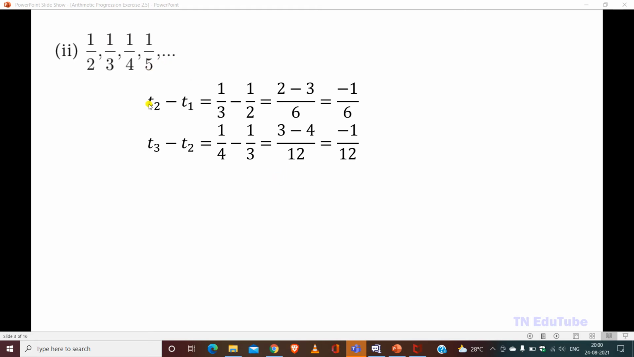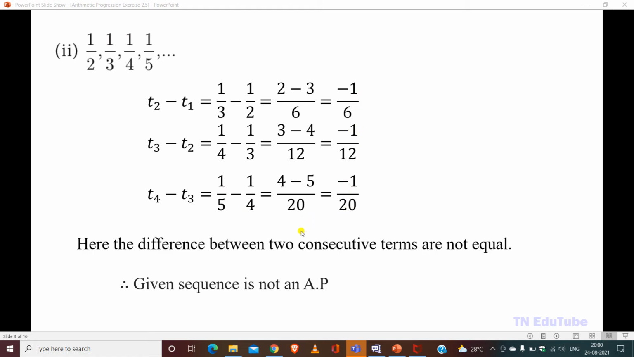Again one more term is there, so we can find T4 minus T3. 1 by 5 minus 1 by 4. Here also no common factors. The LCM is 5 4s are 20. Then multiply like this in cross multiplication, so you get 4 minus 5, so minus 1 by 20. Here the difference is not the same. The difference between two consecutive terms is not equal. Therefore, the given sequence is not an AP.